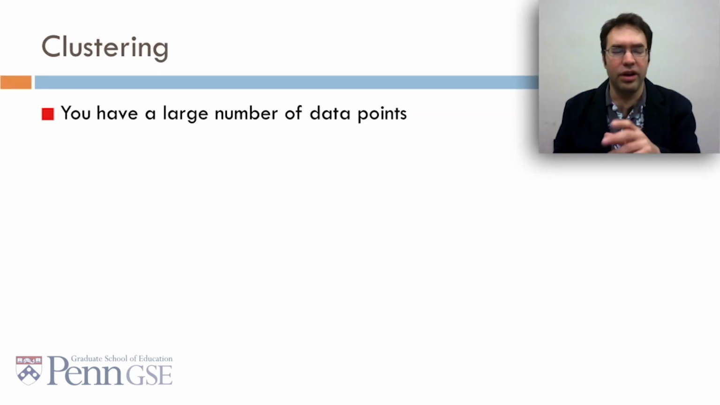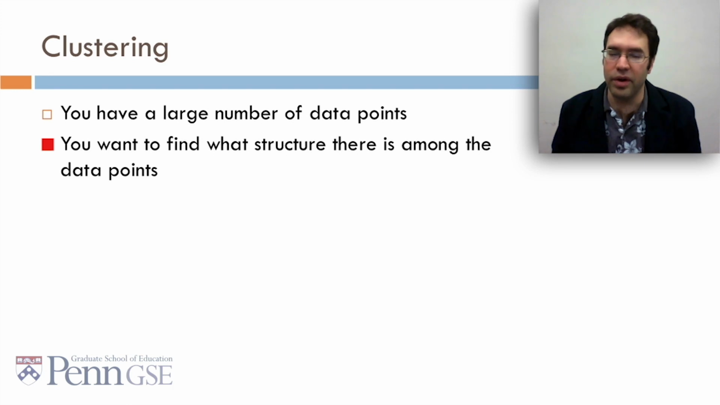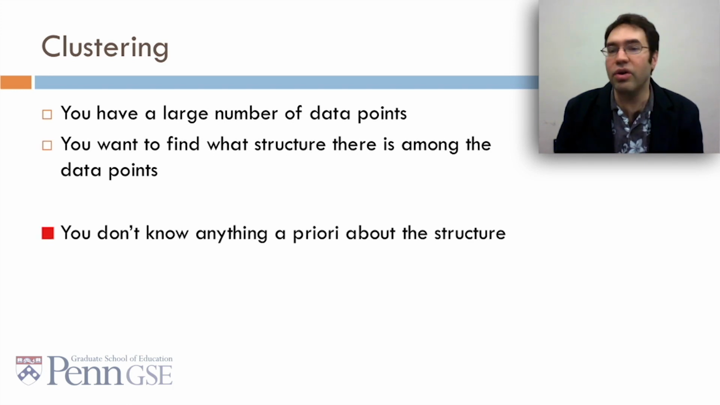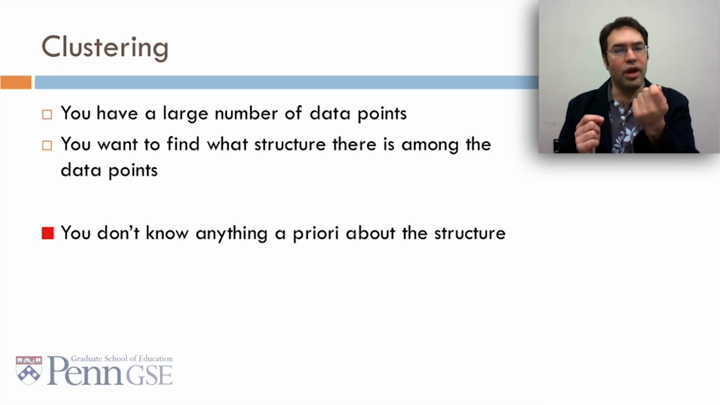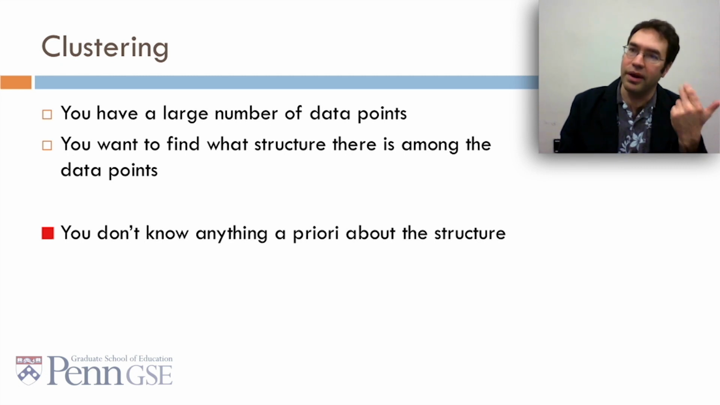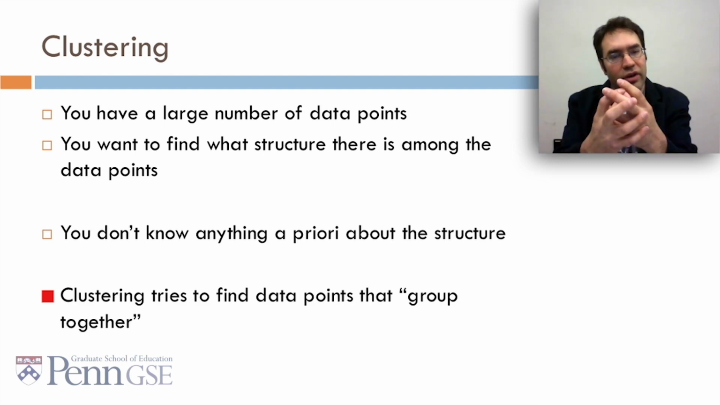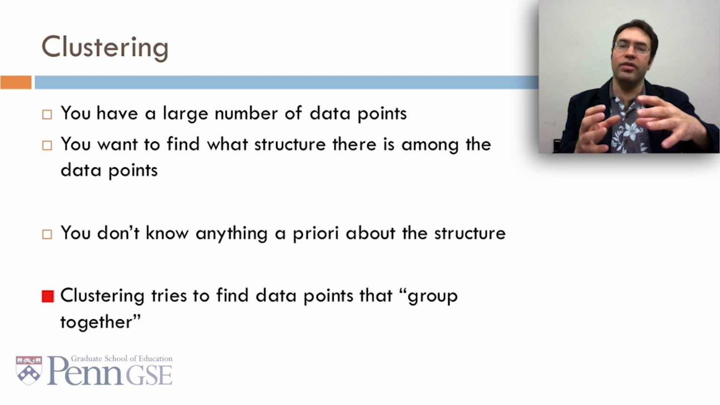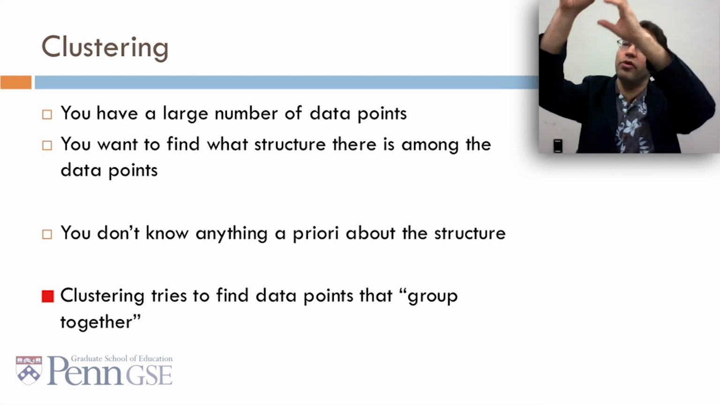In clustering, you have a large number of data points. You want to find out what structure there is among the data points, and you don't know anything a priori about that structure. You don't know what that structure is going to be. It's not like prediction models where you know you want to predict a certain thing. With clustering, you don't know what the structure is, except in as much as you've picked variables that might express it. In clustering, we try to find data points that group together. So, of all your data points, here are some that are similar, they're a cluster. Here's a different set that are different from those, but similar to each other.